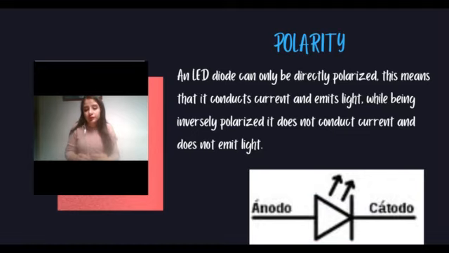Polarity of an LED diode. An LED diode can only be polarized directly. This means that it conducts current and emits light, while when inversely polarized, it doesn't conduct current and doesn't emit light. It is important to include a series current limiting resistor in the circuit to avoid excessive forward current, which can damage the LED diode.